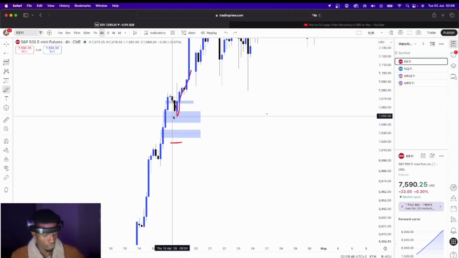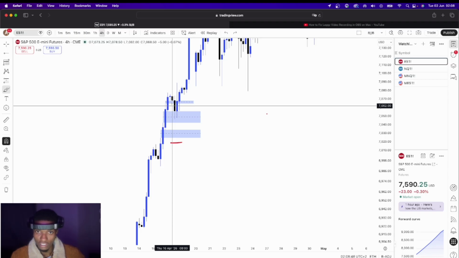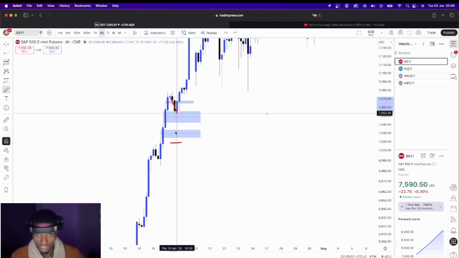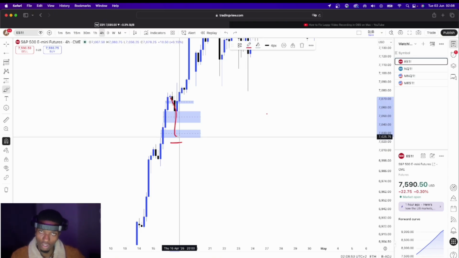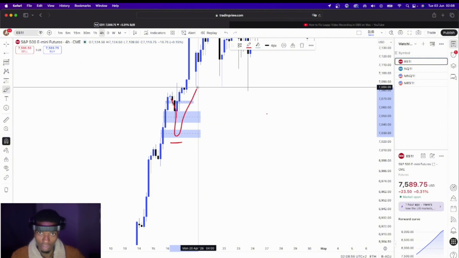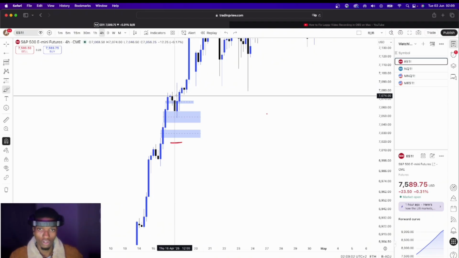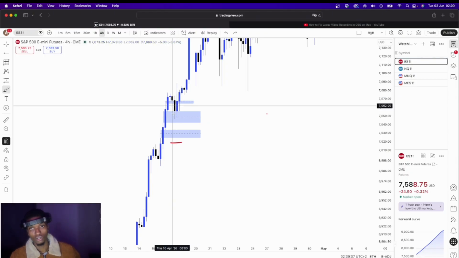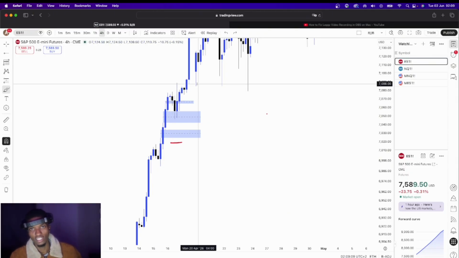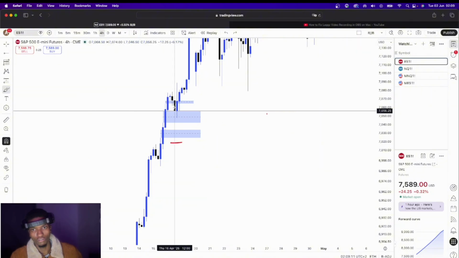Okay, so again, it can happen for the market to come all the way down here and fill all three fair value gaps and move out, right? That's also possible. So I just wanted to highlight that it's also possible for the market to only fill one or two, then move up, right? It doesn't necessarily have to fill all of them.